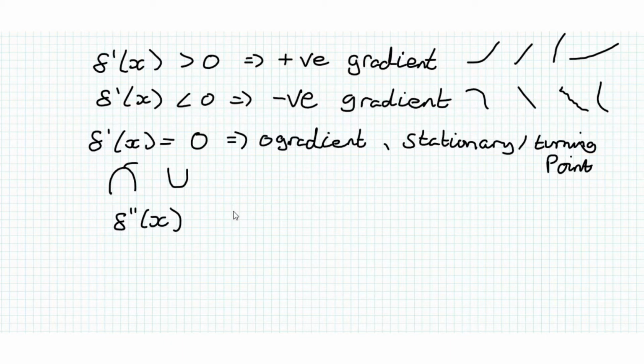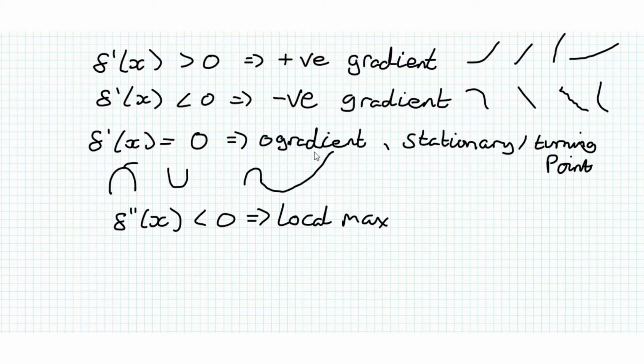If f double dash of x is less than 0, this implies we have what we call a local maximum. So it's the greatest y coordinate on the graph in that region, like this graph per se. That's a local max, but the graph might go like this, and there's still a point higher, but this is still what we call a local max.